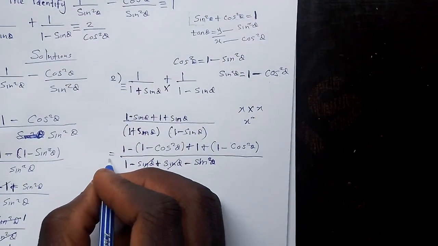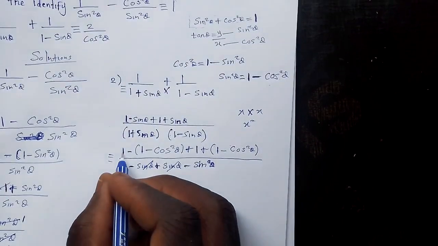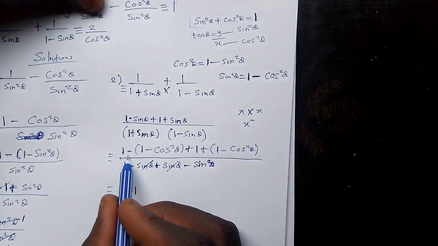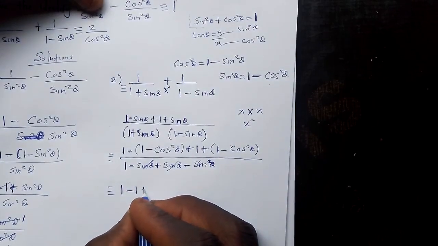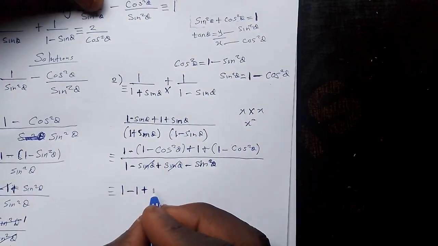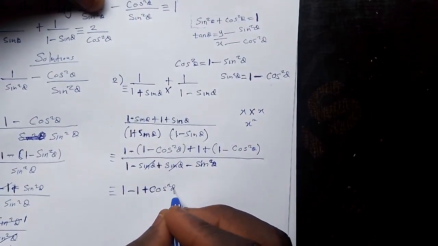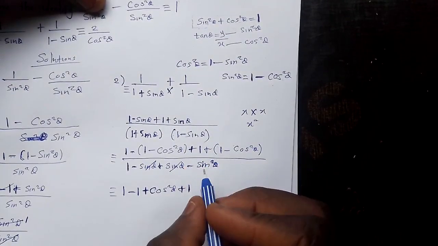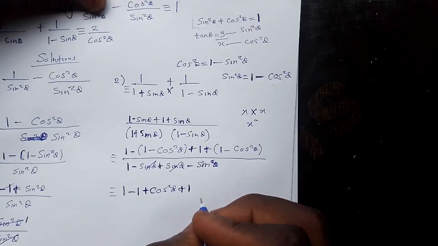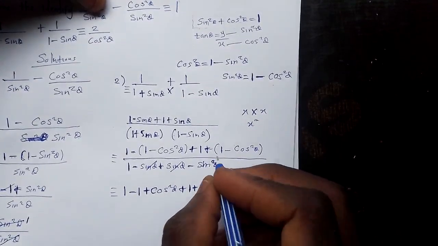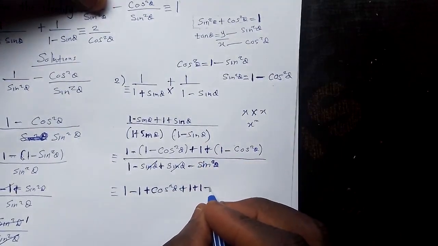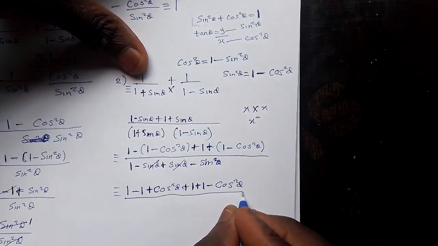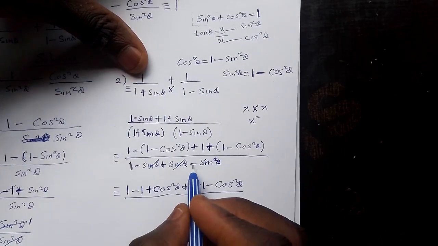So, let me do this. 1, which is this one. Negative multiplied by 1, I'm going to get negative 1. Then 1 multiplied by negative, it is positive. So in this case, we are having positive cos 2 theta plus 1, which is this one, and plus. Then from there, positive multiplied by 1, I'm going to get positive 1. Then positive multiplied by negative, I'm going to get negative. So in this case it is negative cos 2 theta. Over, remember here we are remaining with 1 minus sine 2 theta.